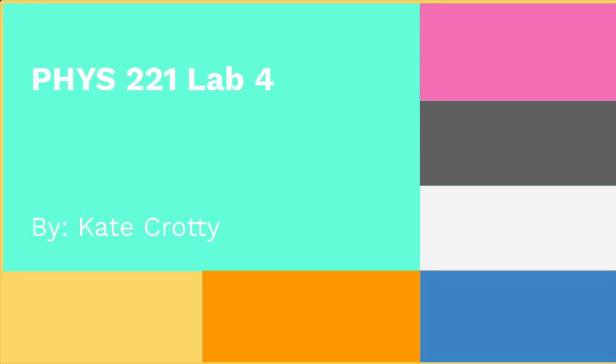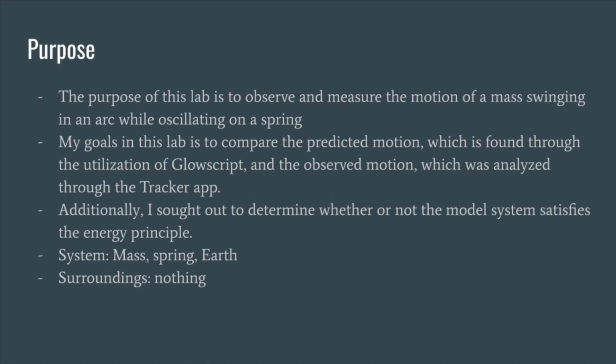Alright, here is my Physics 2211 Lab 4. The purpose of this lab is to observe and measure the motion of a mass swinging in an arc while oscillating on a spring. My goals in this lab are to compare the predicted motion, which is found through the utilization of GlowScript, and the observed motion, which is analyzed through the Tracker app. Additionally, I sought out to determine whether or not the model system satisfies the principle. System: mass, spring, Earth. Surroundings: nothing.